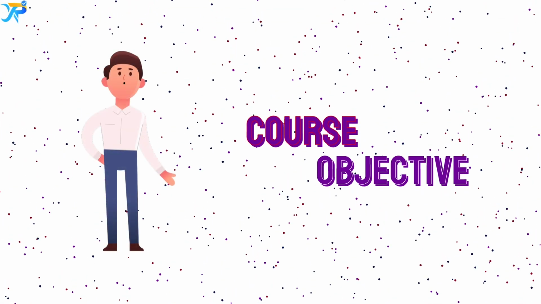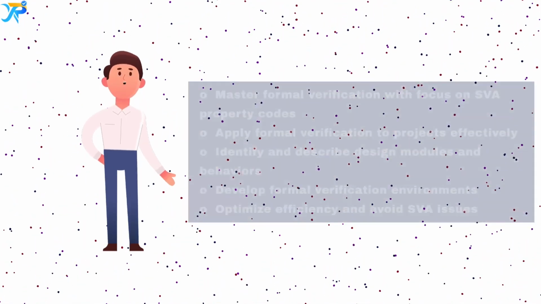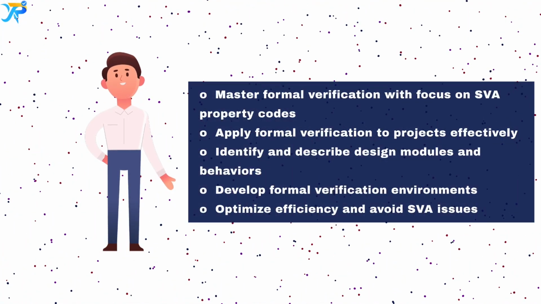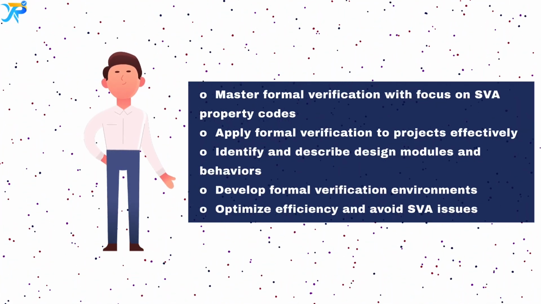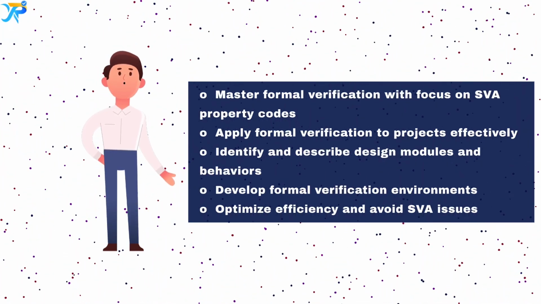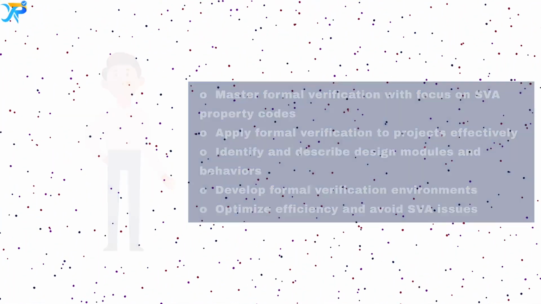After completing this course, you'll master formal verification, focusing on writing efficient property codes and assertions in SVA. You'll apply formal verification to projects, identify suitable design modules, and describe design behaviors. The course covers developing verification environments, avoiding SVA issues, and optimizing efficiency.